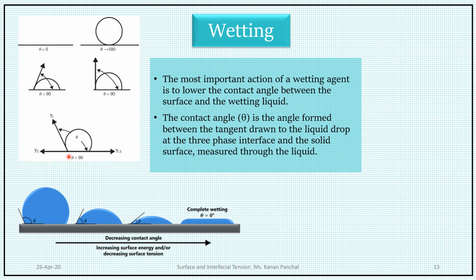What a wetting agent does is that it tends to lower the contact angle between the surface and the liquid. That is because when the contact angle is 0, complete wetting occurs. And when the contact angle is 180, no wetting occurs. So as the contact angle decreases, intensity of wetting increases and the surface tension decreases.